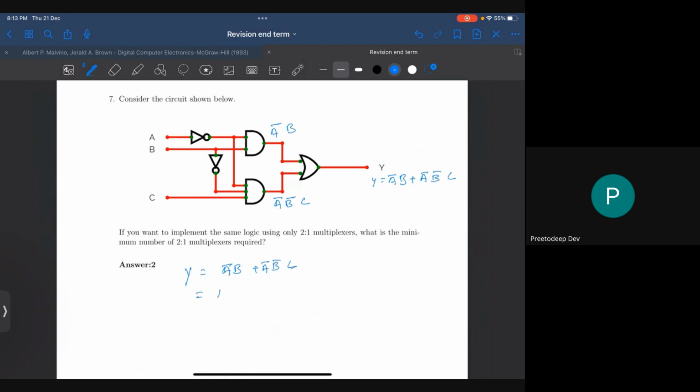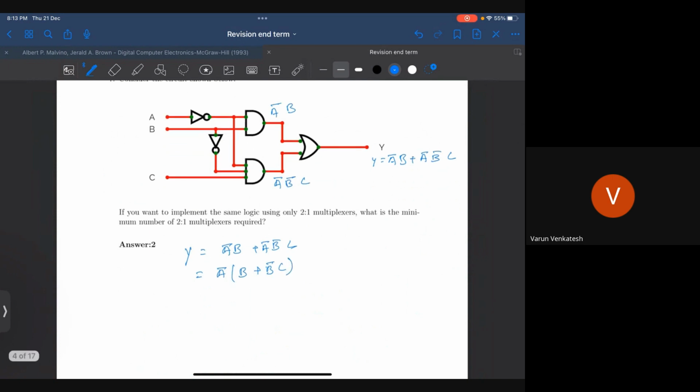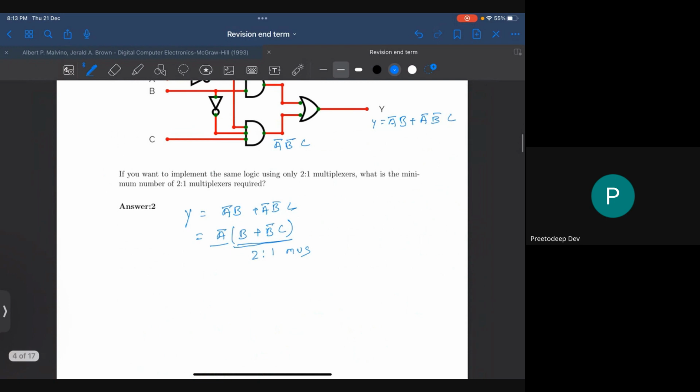Now you can take A bar common, right? So it will be A bar times B plus B bar C. Now we can see that this part we can implement using a 2:1 mux, and the other part we can implement using another 2:1 mux, right? So it will require 2. So let's design also. This thing, B plus B bar C, you're directly saying that we can implement it using a 2:1 mux.